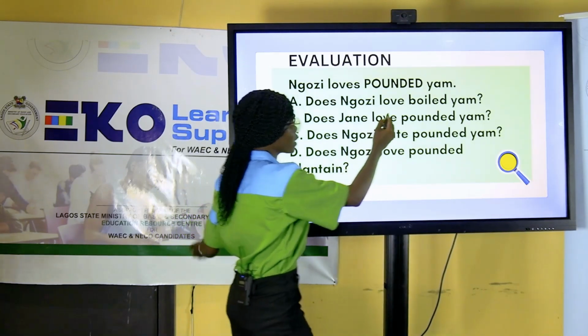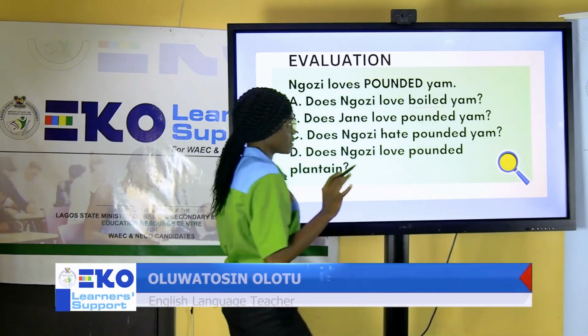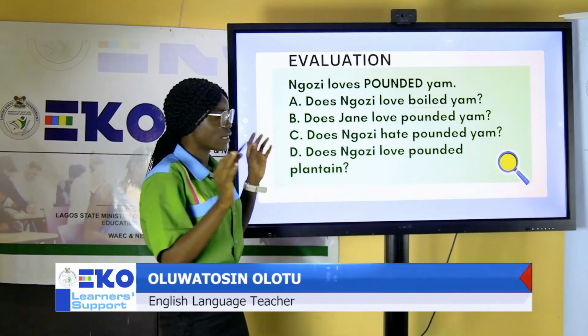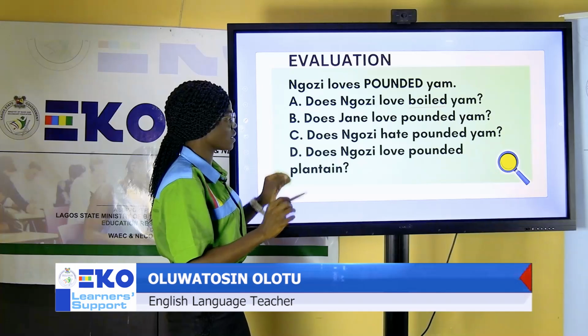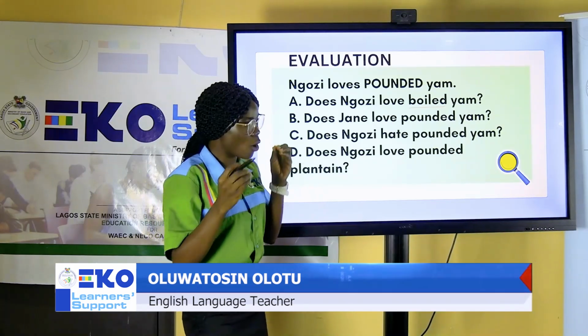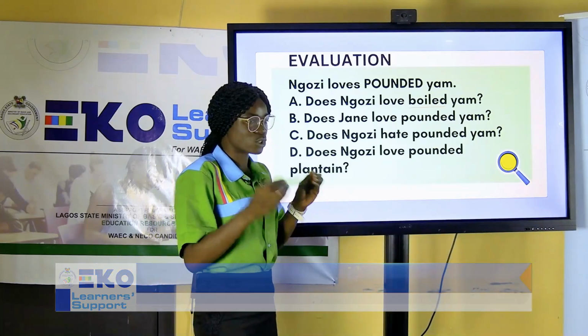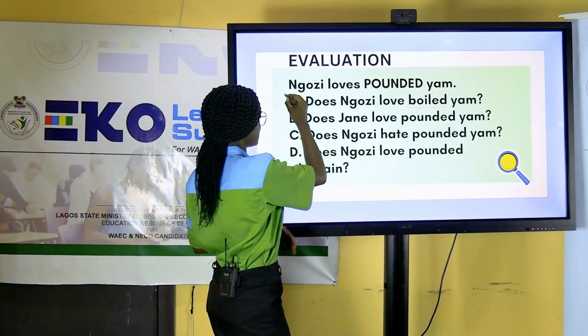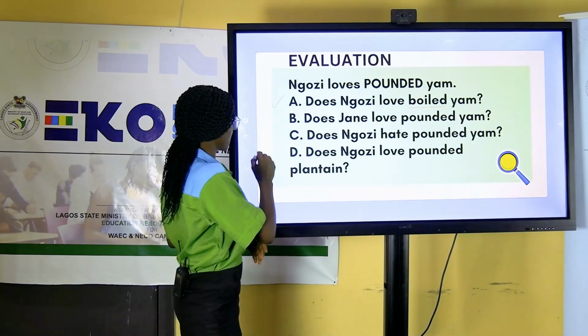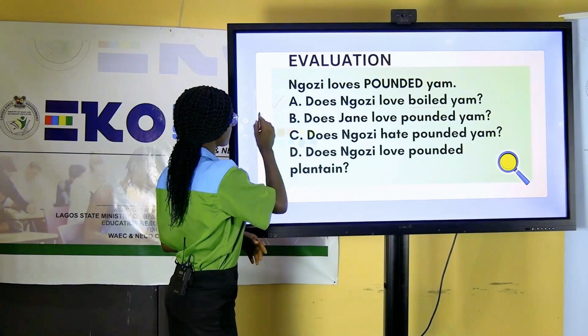Okay, so boiled contradicts the emphatic stress. Our emphatic stress said pounded, not boiled, not roasted. So in that case, this is the only correct answer. Let's look at the last one.